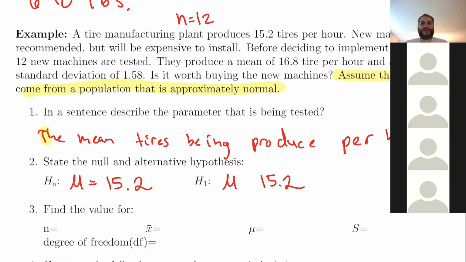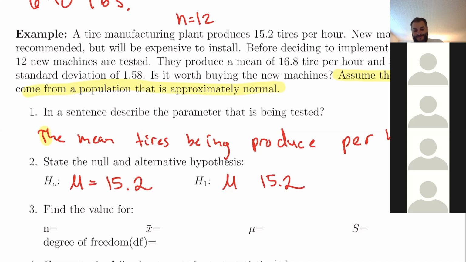So for this one, what are they trying? Yeah, it's all fine. Like we all mess up sometimes. For this one, when would they replace the old machine or manufacturing process? Will they replace it if the new machine is giving me less than 15.2, more than 15.2, or different from 15.2?